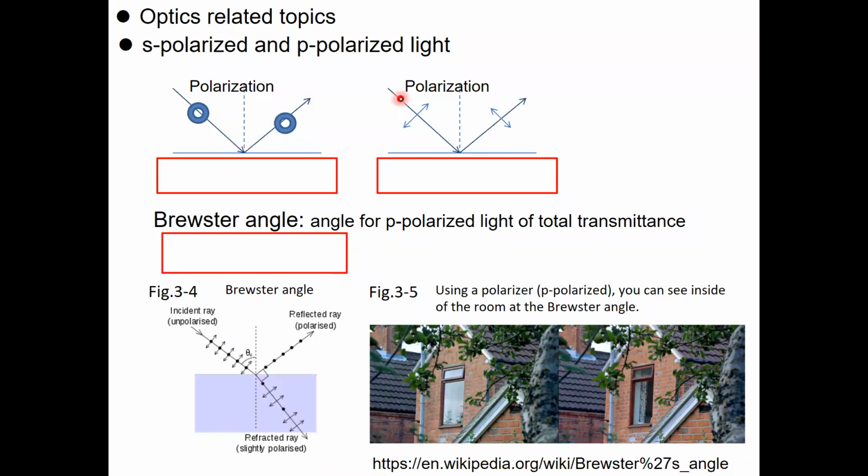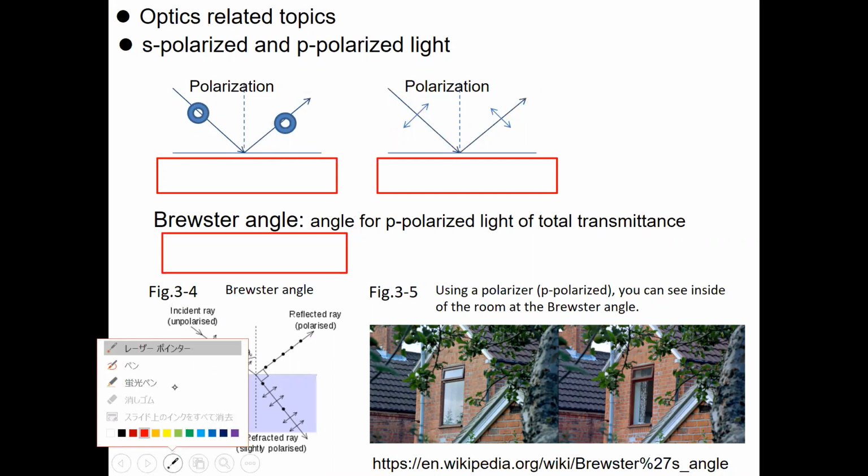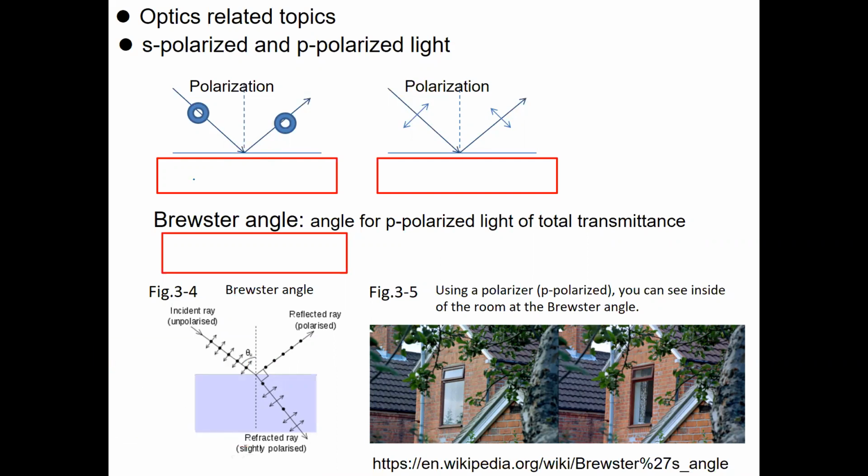And then on the other hand, for this type of polarization, the electric field is in the plane, and it's propagated and reflected. This one is called S-polarized light. And this one is P-polarized light.